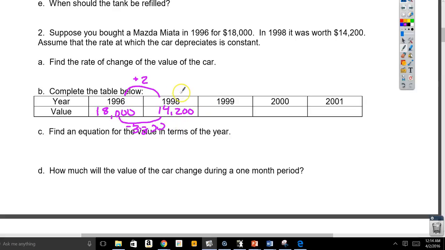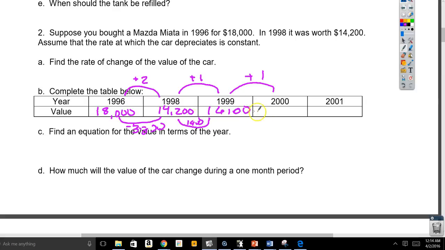Alright, so from here to here, we added 1 year. So, 3,800 divided by 2 would be 1,900. So we would want to add 1,900 here. So 14,200 plus 1,900 is 16,100, and that's another year. So that's 1,900 more.